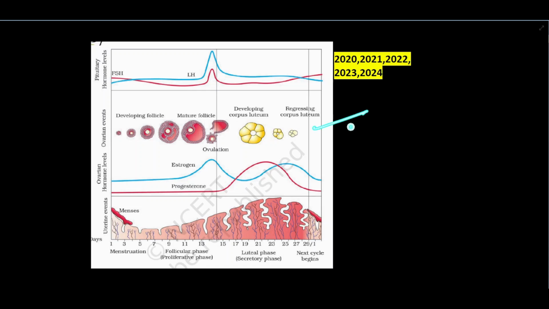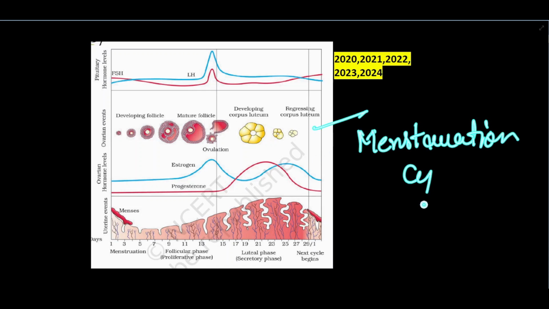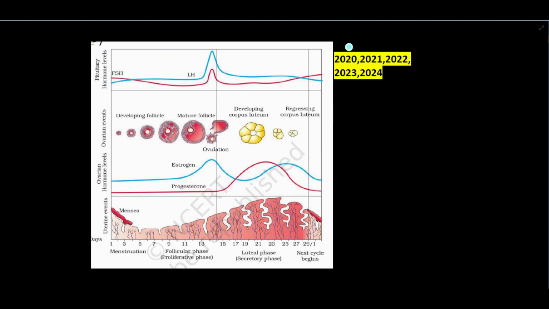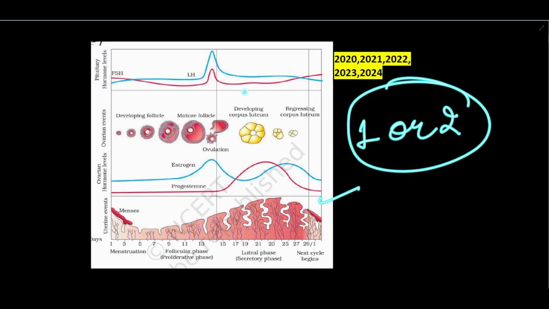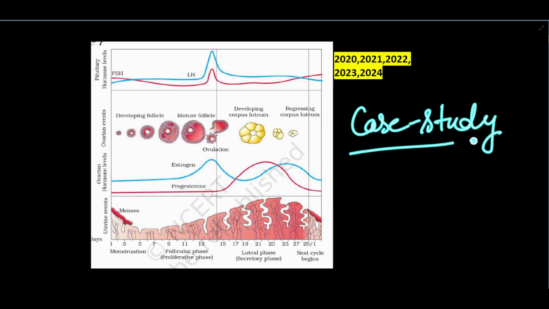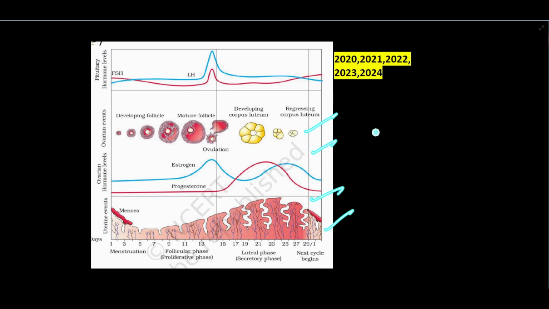you have to know this chart of the menstruation cycle. So this chart is very important. Questions have been asked almost every year, 2020, 2021, 2022, 23, 24. In every year you have one or two questions, like you have this chart and the function of each and every hormone, or you have a case study regarding it. So different types of questions have been asked from this chart.